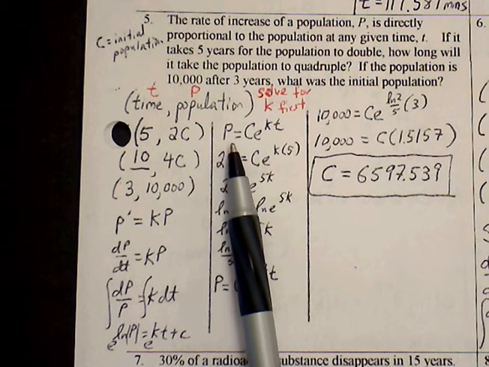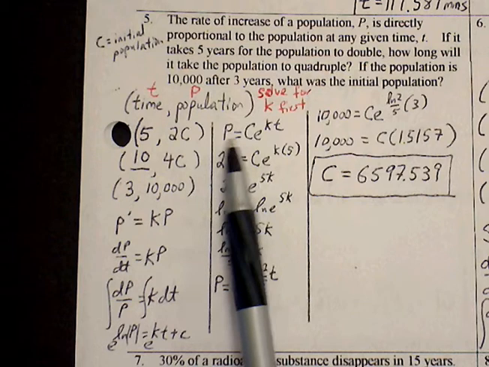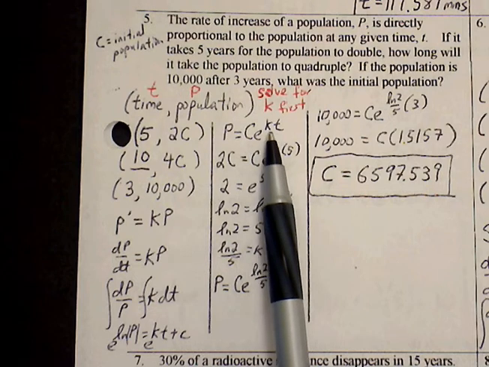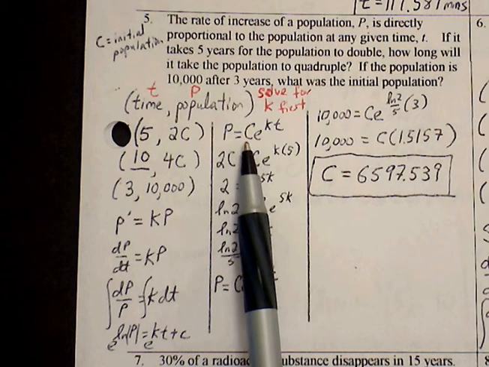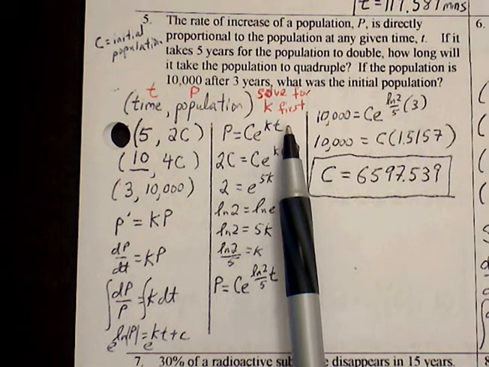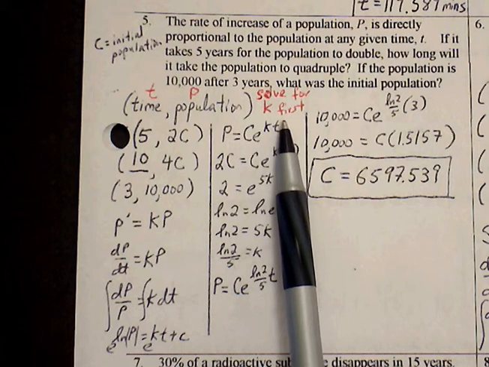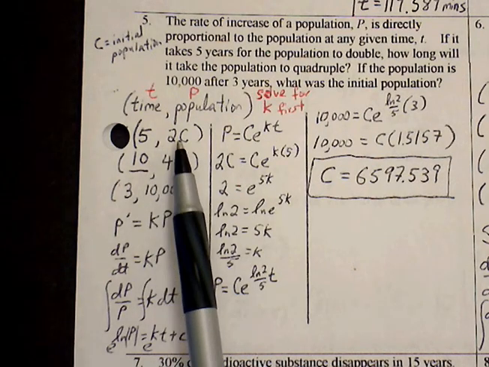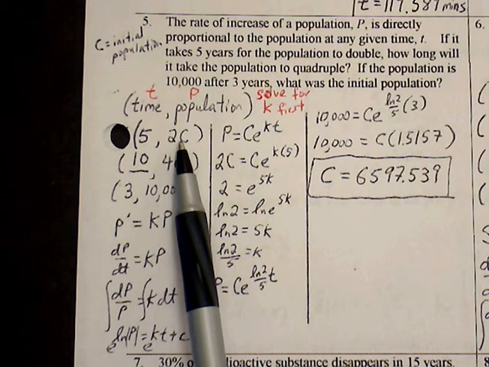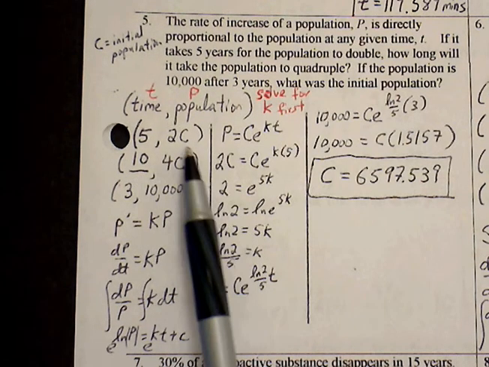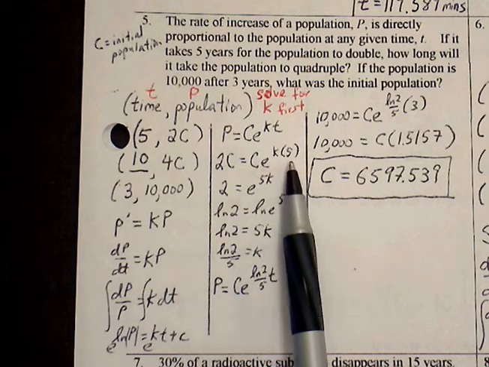This is going to be a little bit different. Usually we solve for C first, then we solve for K, but we're trying to solve for C as our final solution. So we actually need to find K first so that we can find our C value. In this problem, we have to do things backwards a bit. Let's look at the information that's provided. We know that after 5 years, the population will double. So I'm going to let 2C represent my P value and plug 5 in for time.